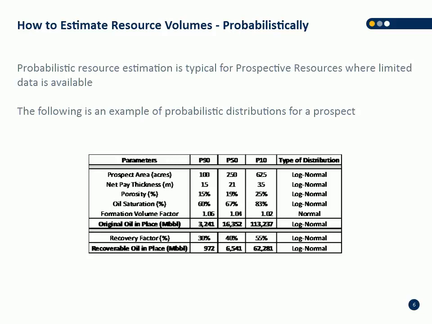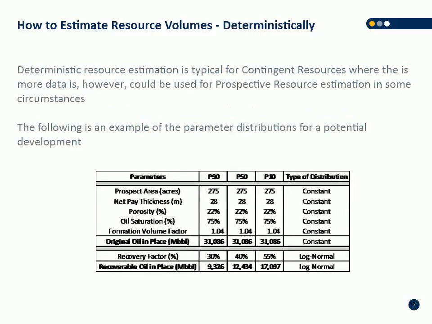And recoverable oil based on 30, 40, and 55% recovery factors, which is quite high for oil. Less than 1 million barrels, 6.5 million, and 62 million barrels. The contrast to that is deterministic methods, where you have a set value, one discrete value for each parameter.